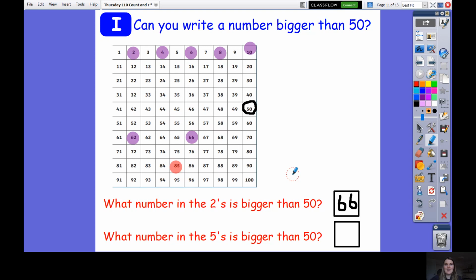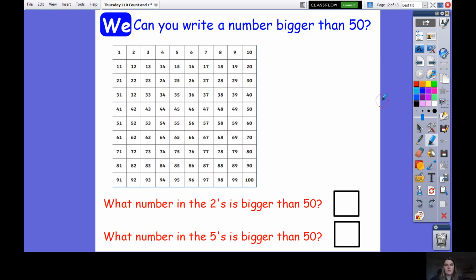85. Is that in my 5s? Absolutely. 85 is in my 5s because it ends in a 5. And if I wanted to put in my first 5s at the top, I could to help me. Is it in the right column? Is 85 bigger than 50? Very good, it absolutely is. Fantastic work, everyone.